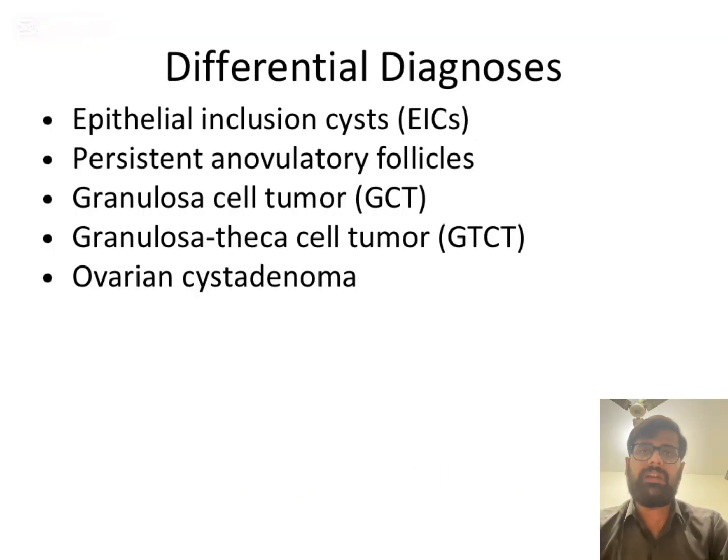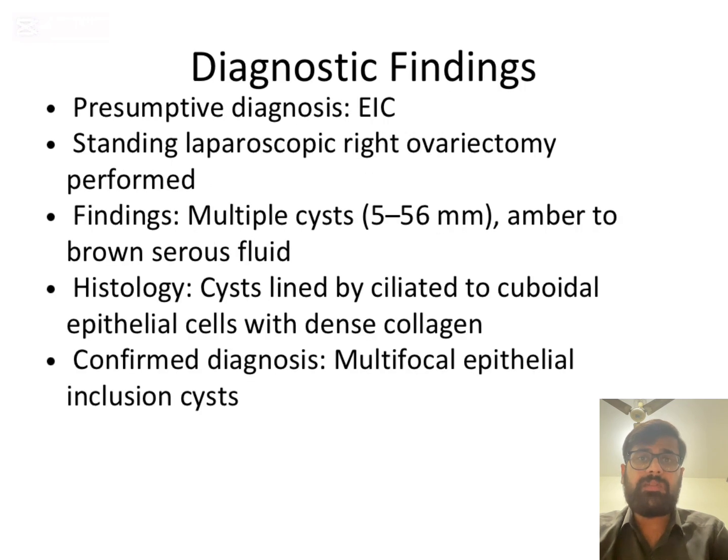The main differentials considered for this mare's condition included epithelial inclusion cyst, persistent anovulatory follicles, granulosa cell tumor, granulosa theca cell tumor, and ovarian cystadenoma. Based on the clinical findings, a diagnosis of epithelial inclusion cyst was made. A standing laparoscopic right ovariectomy was performed to confirm the diagnosis.